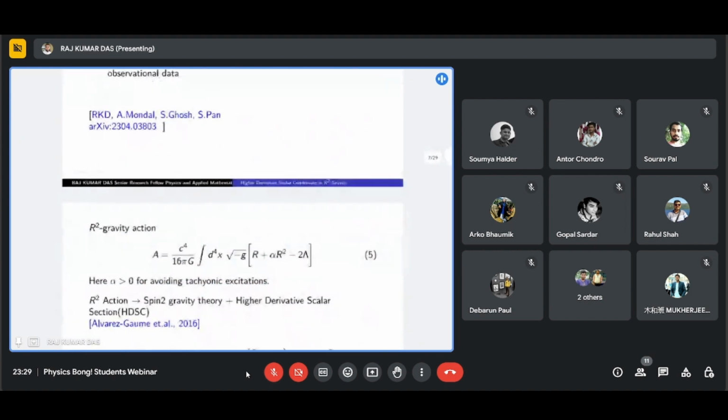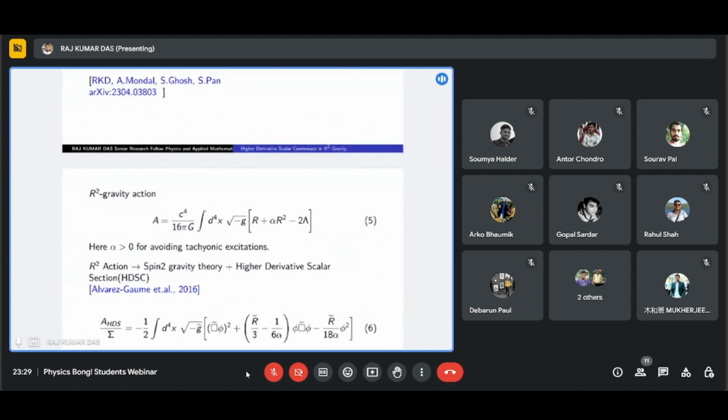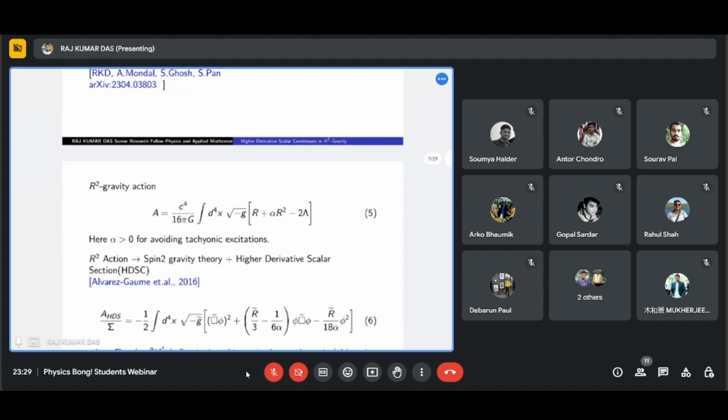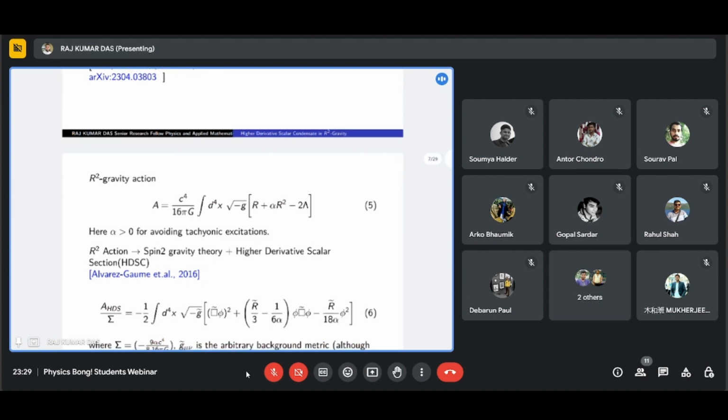Okay. Now, the R square gravity action. This is the popular R square gravity action, where a cosmological constant is also added in this part, because we are talking about AdS spacetimes. Here is alpha, and we have taken alpha greater than 0 for avoiding tachyonic excitations. You know, presenting a tachyon in your theory is not a good thing, because a tachyonic excitation is a hypothetical thing, and if you take alpha negative, then you will find the speed of light also contradicting our theory, and it is not so good. So we always choose that alpha is positive.